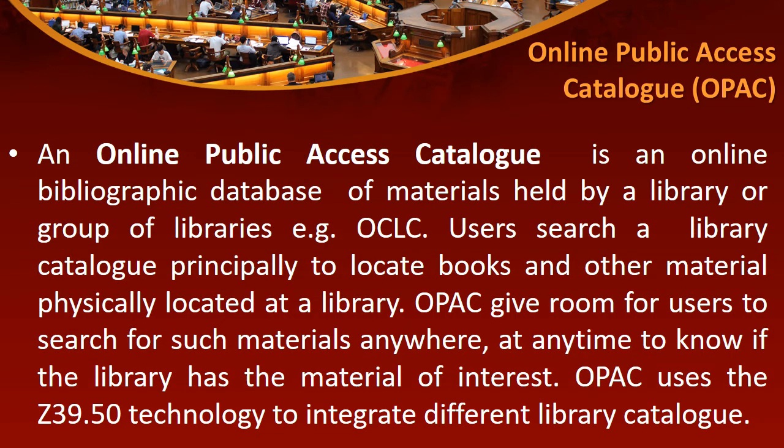An Online Public Access Catalog is an online bibliographic database of materials held by a library or group of libraries, e.g. OCLC. Users search a library catalog principally to locate books and other materials physically located at a library. OPAC gives room for users to search for such materials anywhere at any time to know if the library has the materials of interest. OPAC uses the Z39.50 technology to integrate different catalogs.